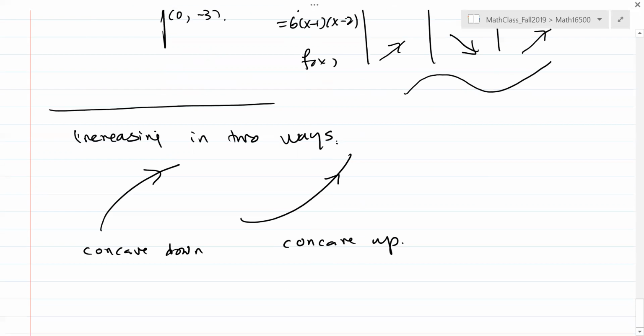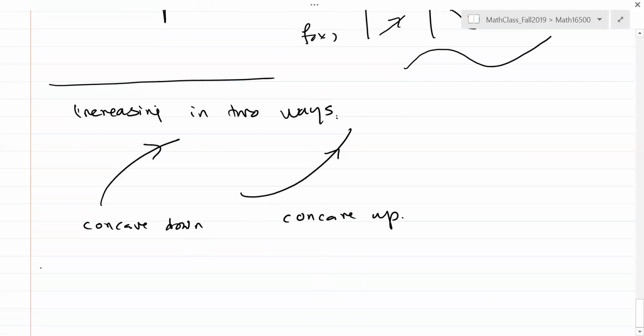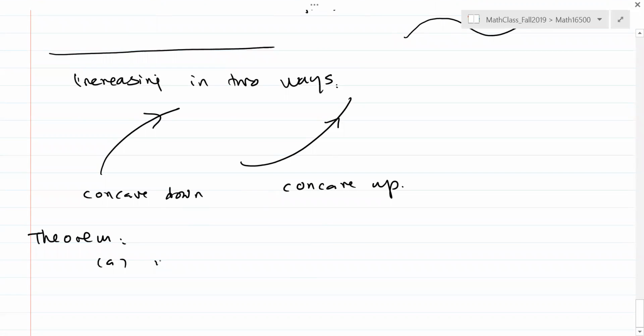So how do we determine whether the graph is concave down or concave up? This is called the concavity test. Here's a theorem. The first case: if the second derivative is positive, then the first derivative is increasing, and then f is concave up.